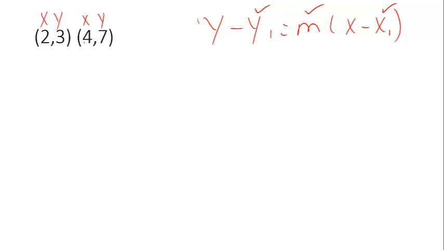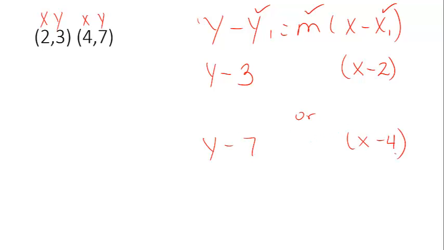Looking over here, I have ordered pairs, x and y, and I can choose either one of these ordered pairs because they're both points on the same line. So I could say y minus 3, and I could say x minus 2, or y minus 7 and x minus 4. But I still need to figure out what slope is.